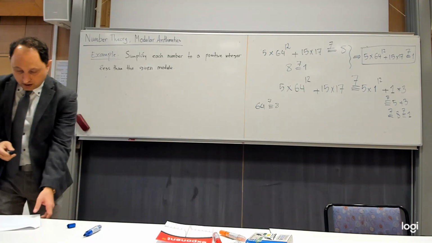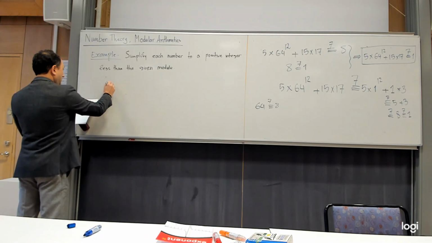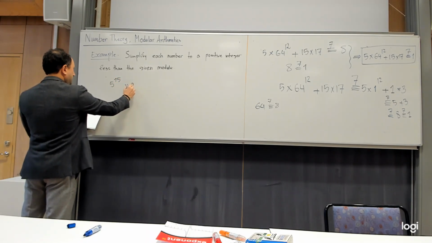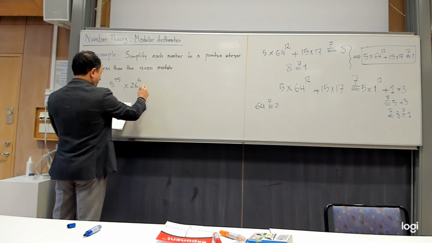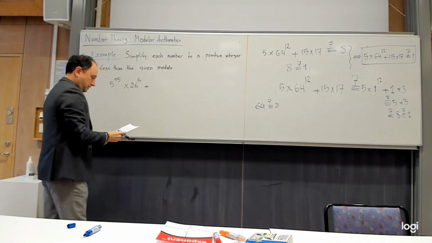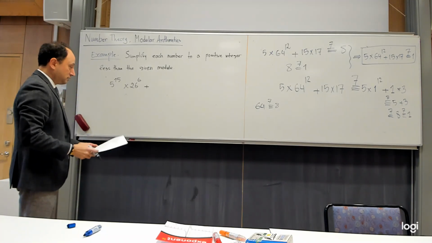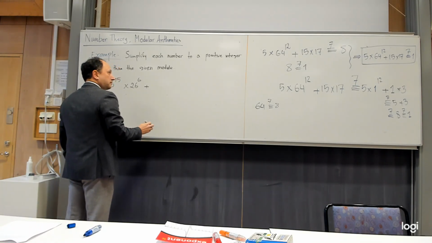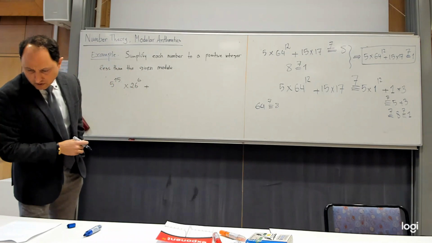So can you try to simplify this together? 5 to the power of 15 multiplied by 26 to the power of 6 plus, so I have written 18 factorials here, but you haven't studied. I don't know, so let me, what is the module? The module is 3.